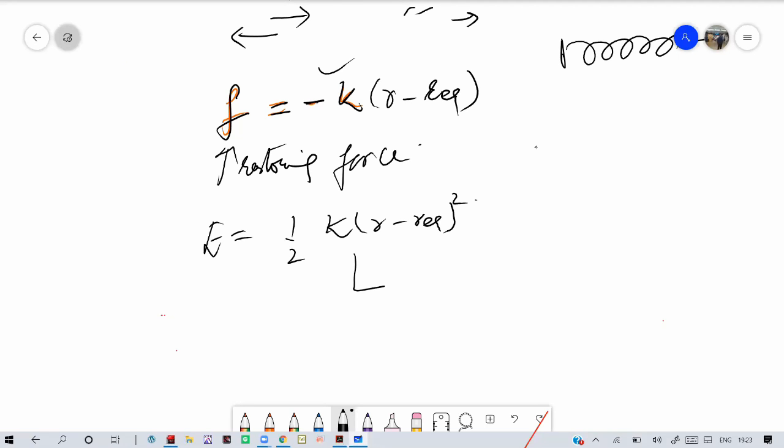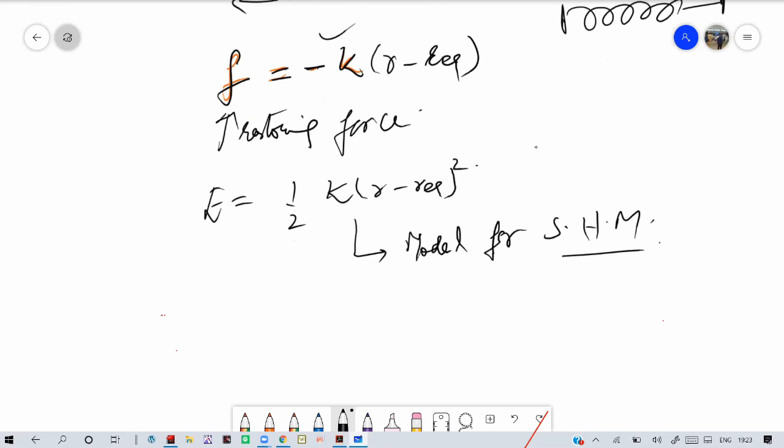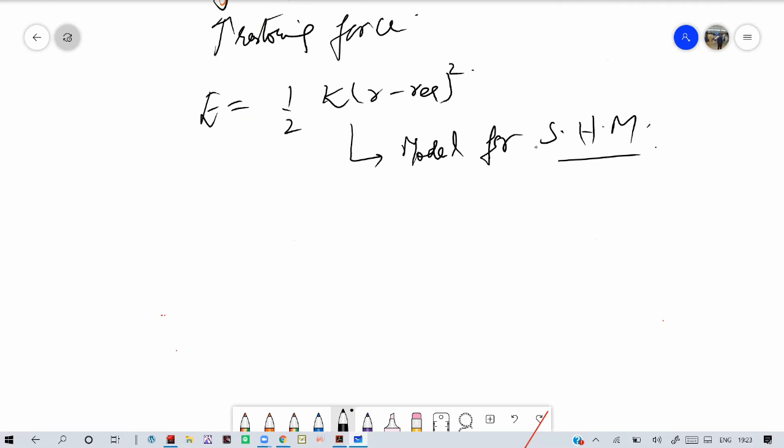This is also a model of simple harmonic motion, the simple harmonic oscillator model. Now similarly, if we take any molecule which was earlier at some minimum energy, E1, and we gave it energy such that it vibrates and attains some energy, E2.